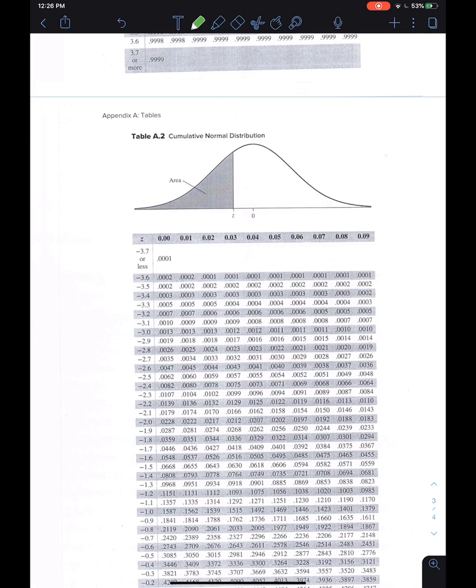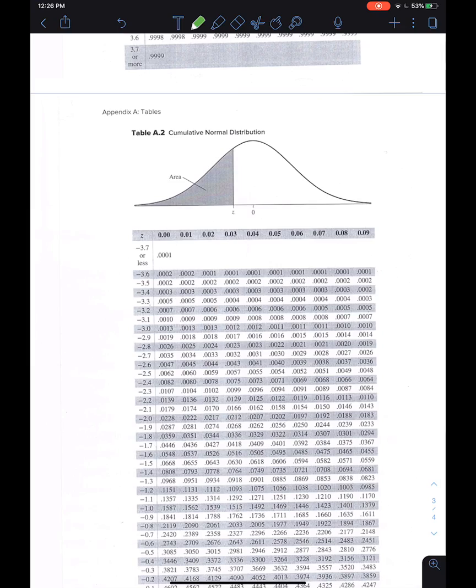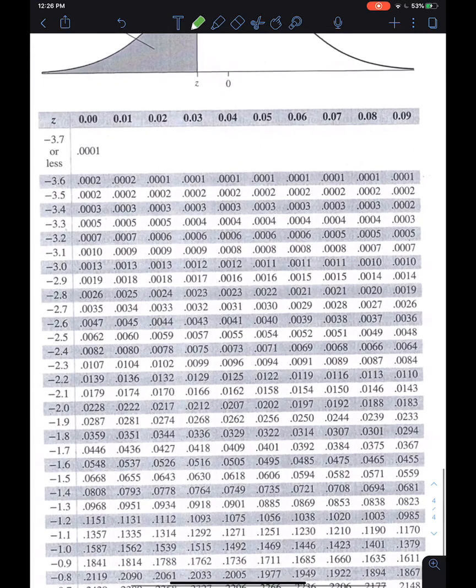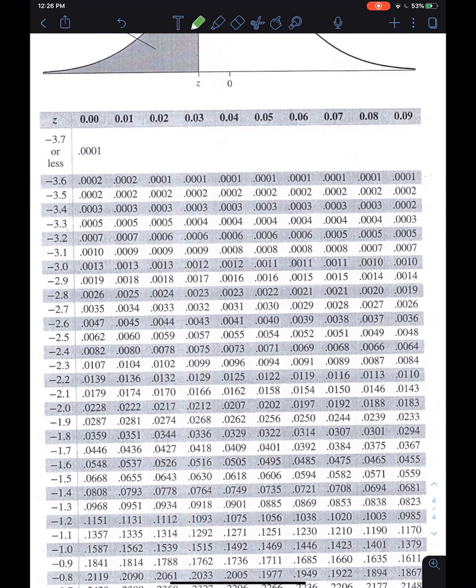Man, this is small, 0.012. There it is, 0.0. Maybe I zoom in a little bit. And now I lost it, darn it. There it is, 0.0129, okay?